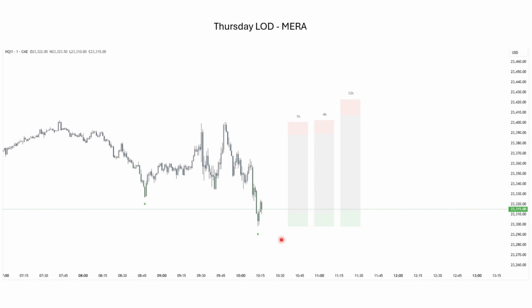So here we've got MERA again. We're in extreme discount. Candles are colored green again. We're starting to get early reversal signals.